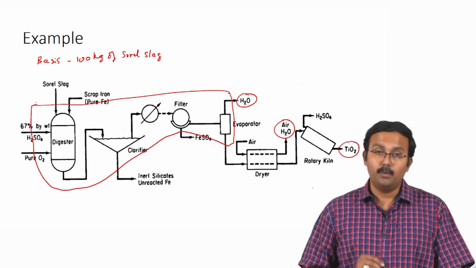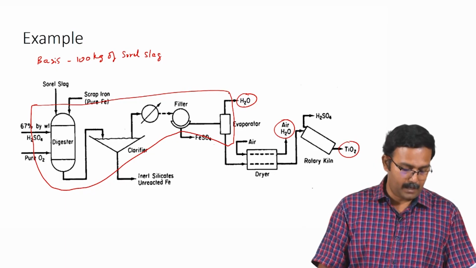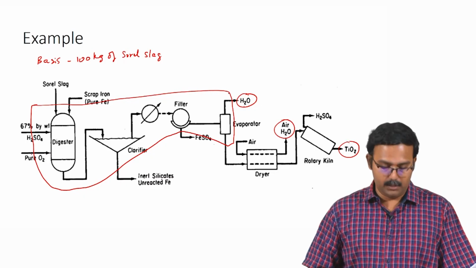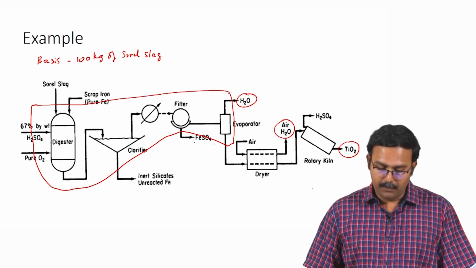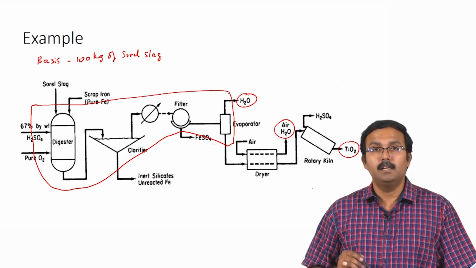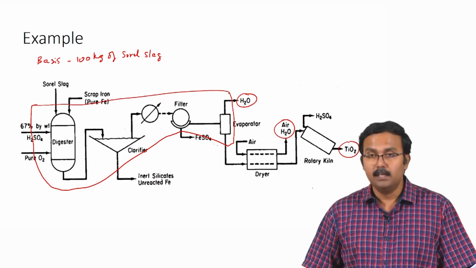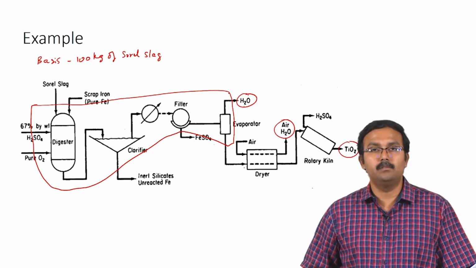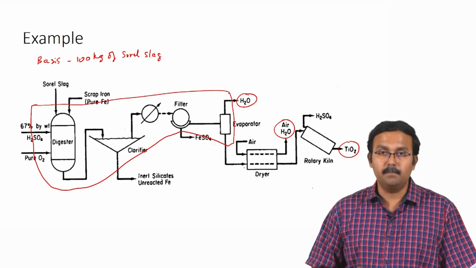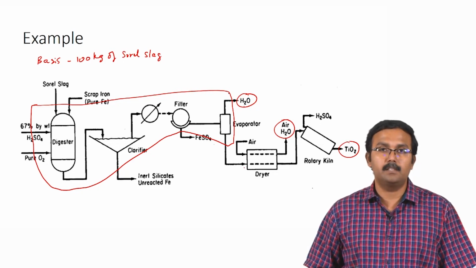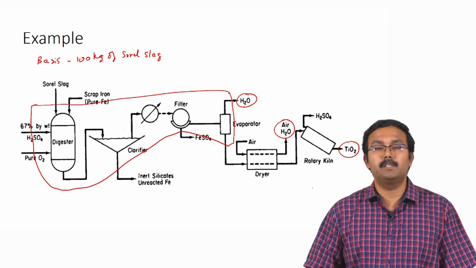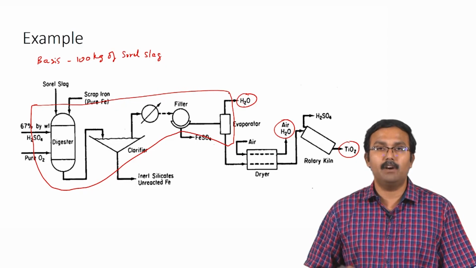So, when you do this, what happens is you have Sorrel slag, scrap iron, H2SO4, and pure oxygen all being fed to the system, and you have FeSO4, inert silicates, unreacted iron, and water leaving the system along with the slurry for TiOSO4. So, using this particular system, we can perform material balance calculations to get the information regarding this particular stream, which is water which is evaporated in the evaporator.